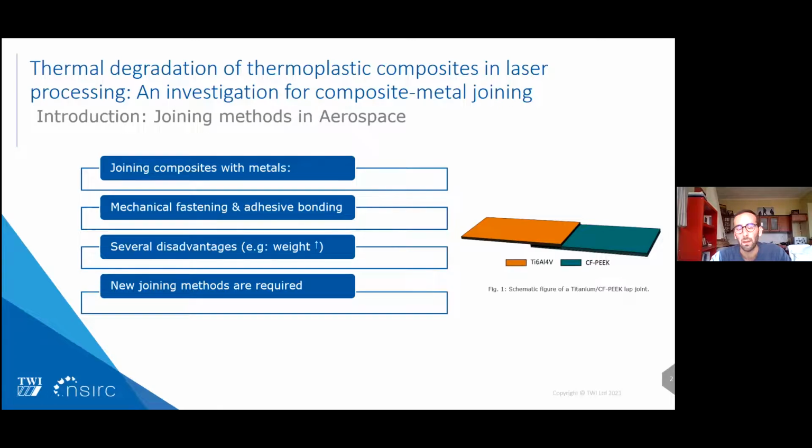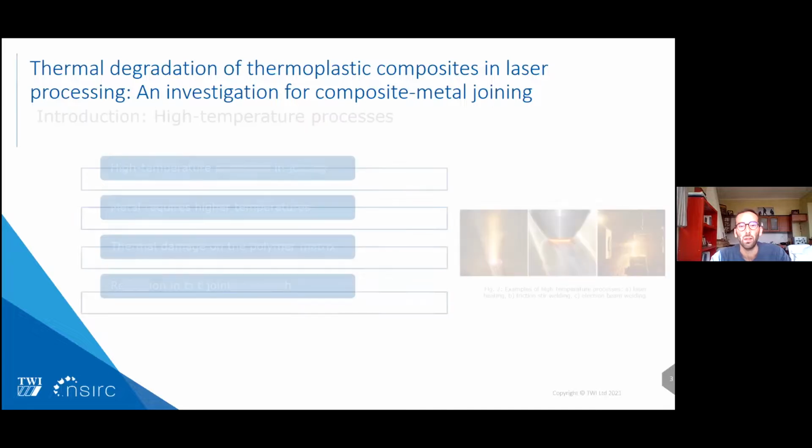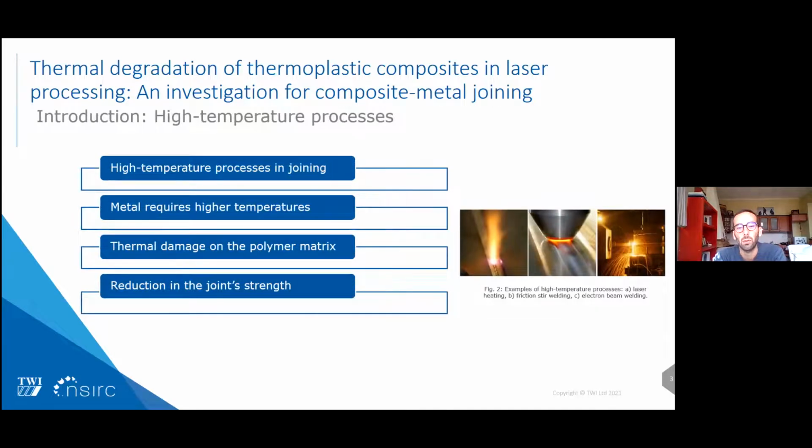So you can understand that the industry and academia are very interested in looking at new joining methods, and they're trying to develop several of them. And usually these methods involve high temperature processes. For example, the ones that you can see in figure 2, such as laser welding, friction stir welding, electron beam welding. The main issue, though, in this kind of processes is that the metal requires temperatures that are very high for the polymer matrix. So by increasing the temperature in order to make the joint, you can actually damage the polymer matrix of the composite.